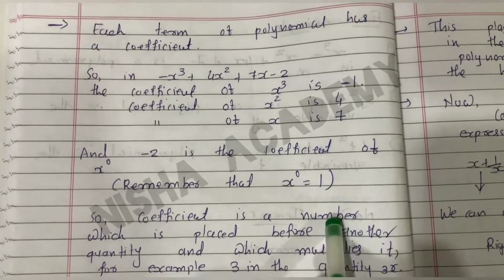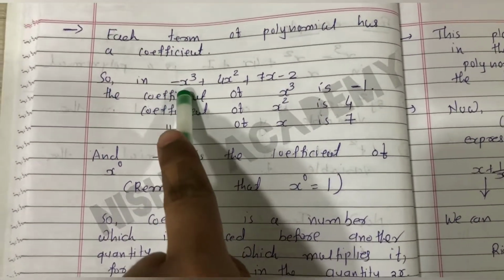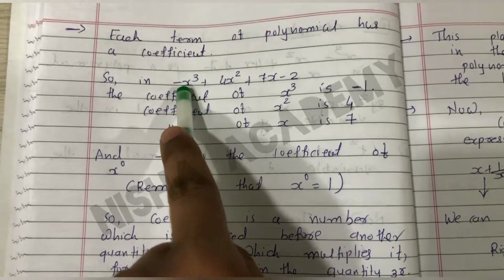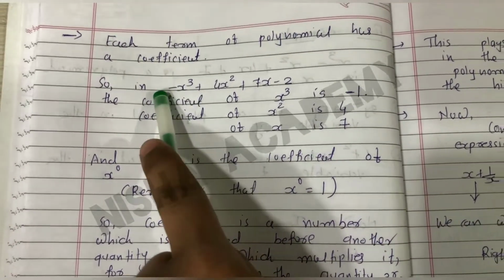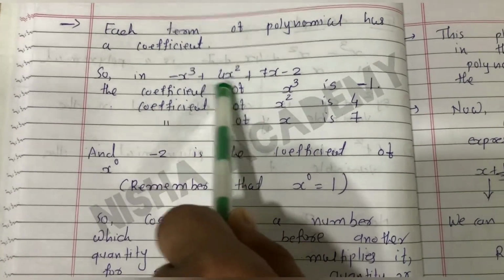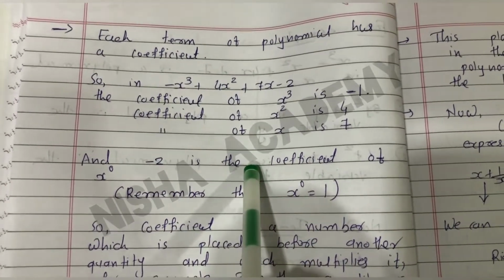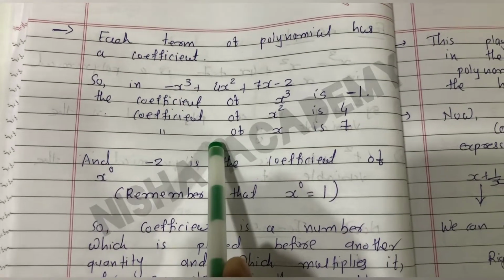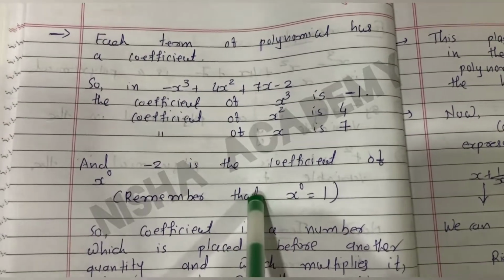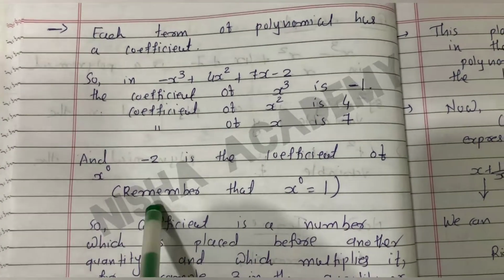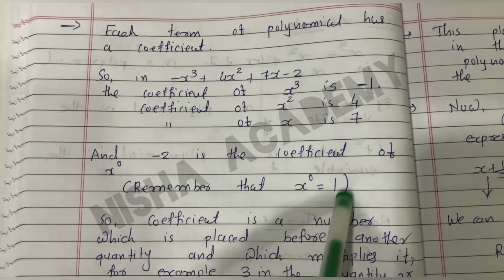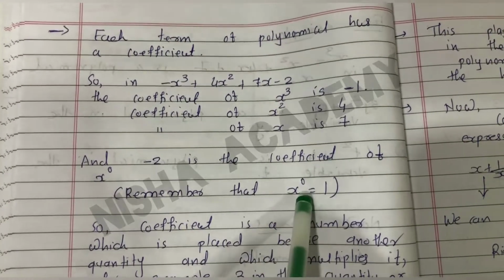What is a coefficient? See, in minus x cube, the coefficient of x cube is minus 1. Coefficient of x square is 4. Coefficient of x is 7. And minus 2 is also a coefficient, the coefficient of x raised to 0, because always remember that x raised to 0 is equal to 1.